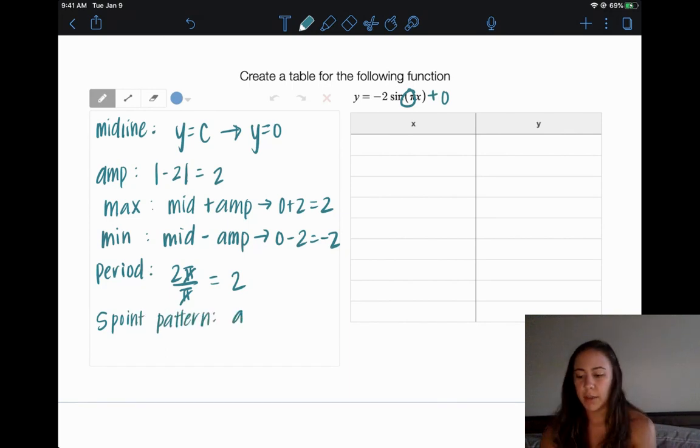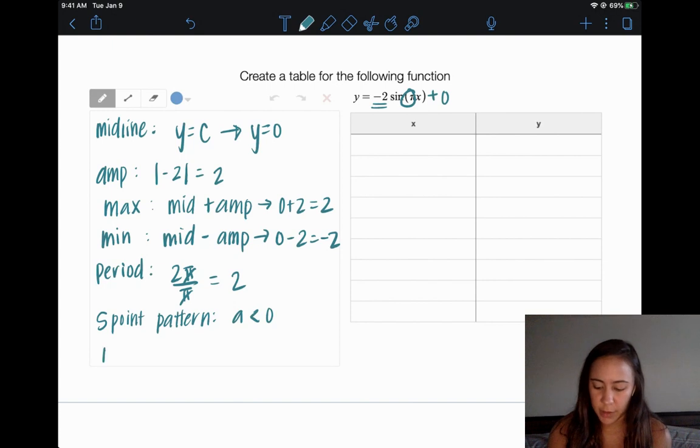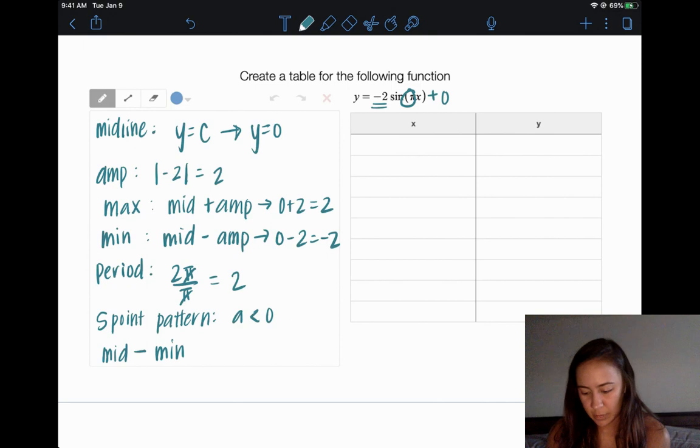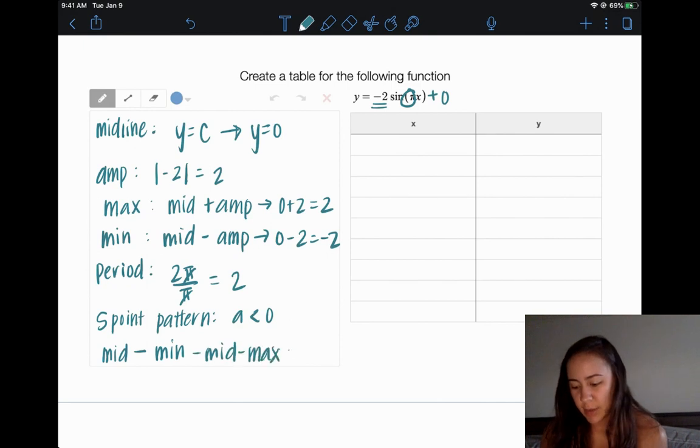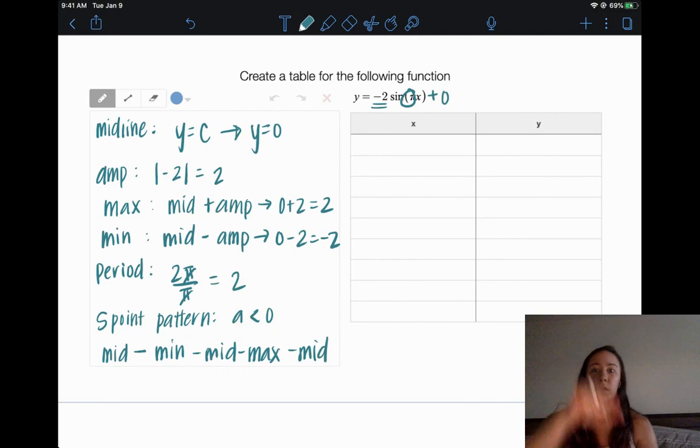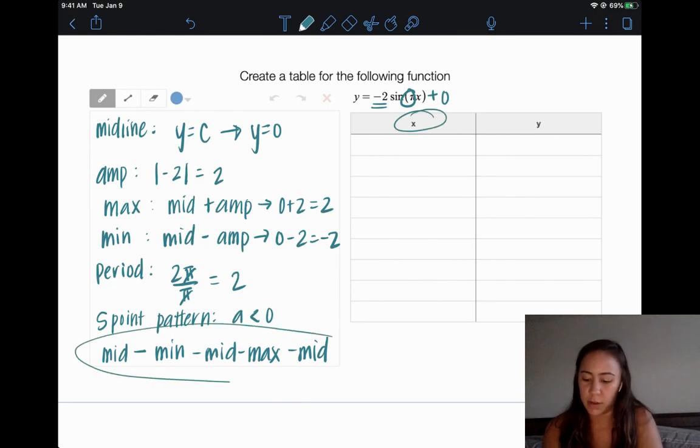We know our value of a is actually less than 0, which means since it's also a sine graph, we still, no matter what, start at our midline. We go to our minimum, our midline, max, back down to your midline. So once you hit your midline for that second time, that's when you did one complete cycle. So let's look into what are these x values that we're going to use. Well, that's where you're going to use your 5-point pattern.